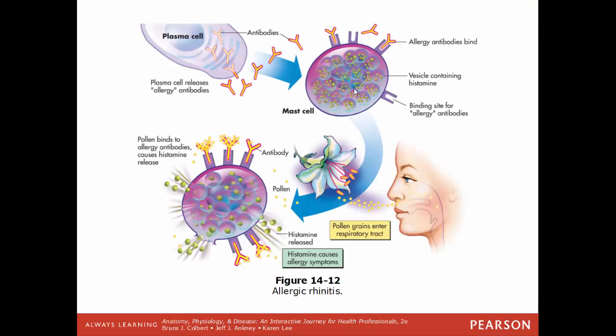Okay, what you have here is a mast cell that's covered with antibodies that will bind to a particular allergen, in this case pollen. So pollen from this plant will combine with the antibodies on the mast cell. This will cause a release of histamine.